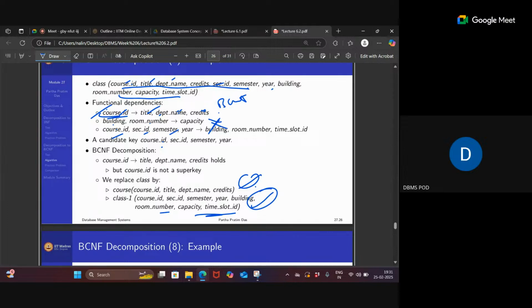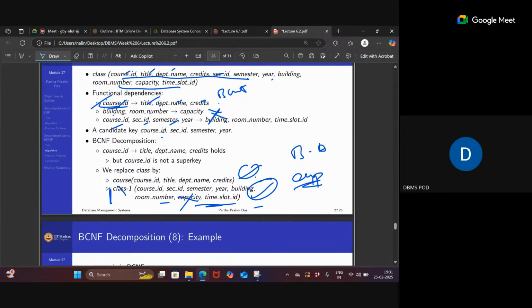So we can decompose it into building, room number, capacity as another relation, and from the decomposed relation, we subtract B minus A. What is our B? B is nothing but capacity. Capacity minus building room number gives only capacity. So R minus capacity, we just remove capacity from here, and make building, room number, capacity one table. If we remove the capacity from here, we'll get the other table: course ID, section ID, semester, year, building, room number, time slot.